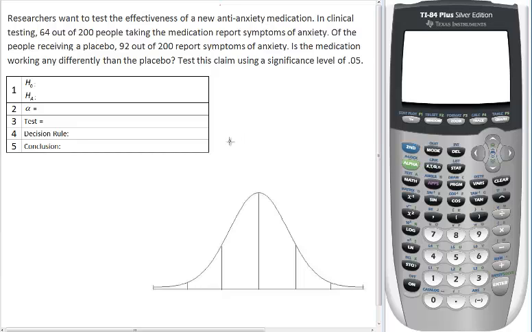Good day, students. Today we're going to look at another in the series of hypothesis testing. So let's get right to the problem and see what we're working with here today.